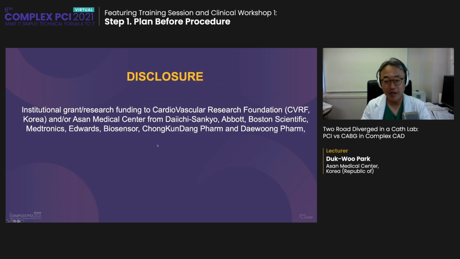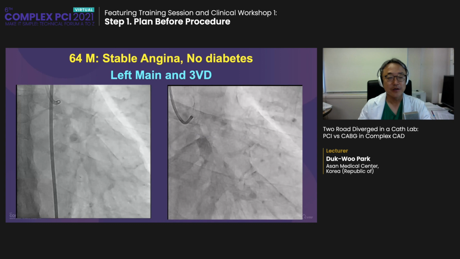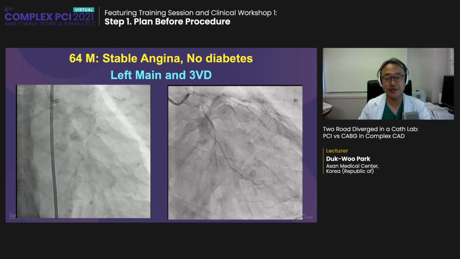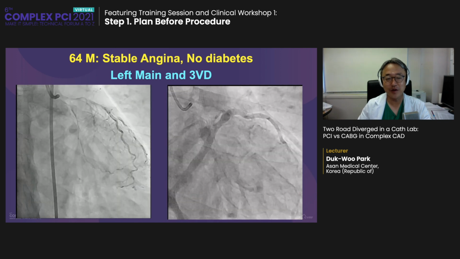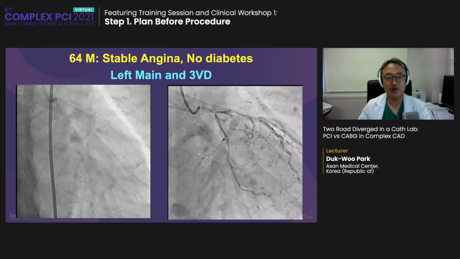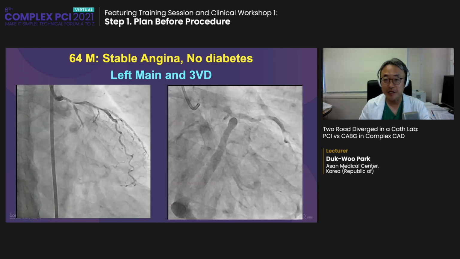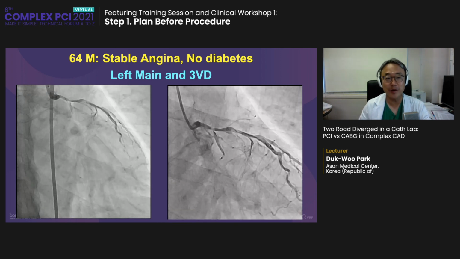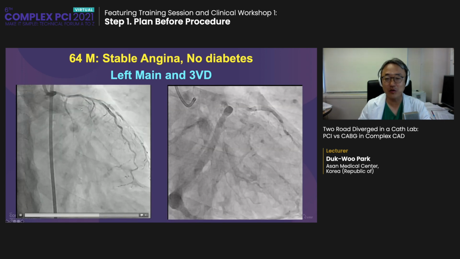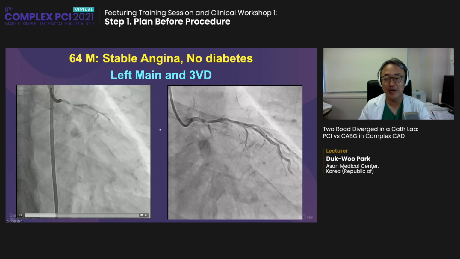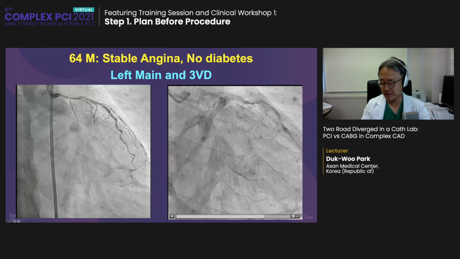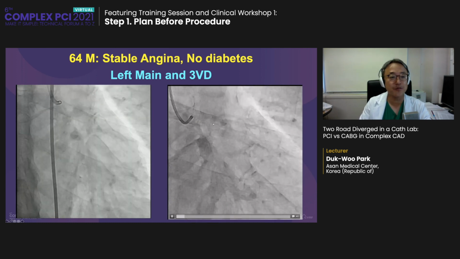So this is my disclosure. I'm going to start my case presentation. This is a very complex case: a 64-year-old male presented with stable angina, with no diabetes. Angiographically, there was nearly total obstruction of the distal main and the circumflex ostium was nearly totally obstructed, but this patient had stable angina.